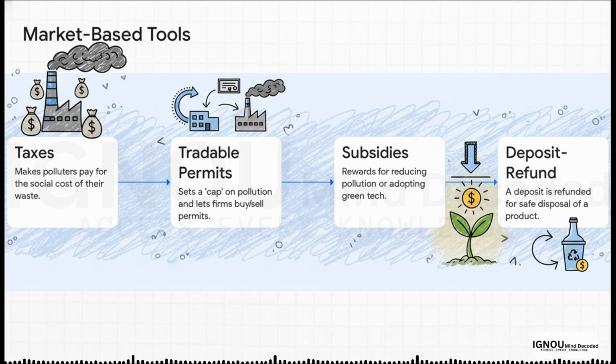You've got things like pollution taxes, where you literally make polluters pay for the social cost of their waste. Then there are tradable permits, sometimes called cap and trade. Here, the government sets a total cap, or limit, on pollution, and then companies can buy and sell permits that allow them to pollute within that limit. You can also use subsidies, which are basically rewards for doing the right thing, like adopting green technology. And finally, you have deposit refund schemes. Like when you pay a deposit on a plastic bottle and get it back when you return it for recycling.